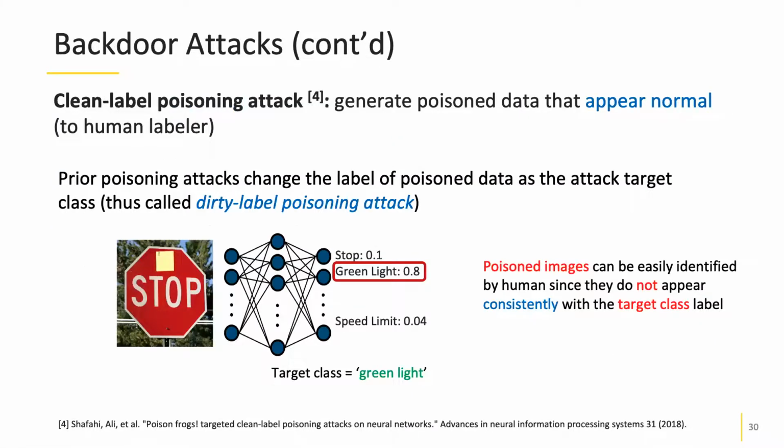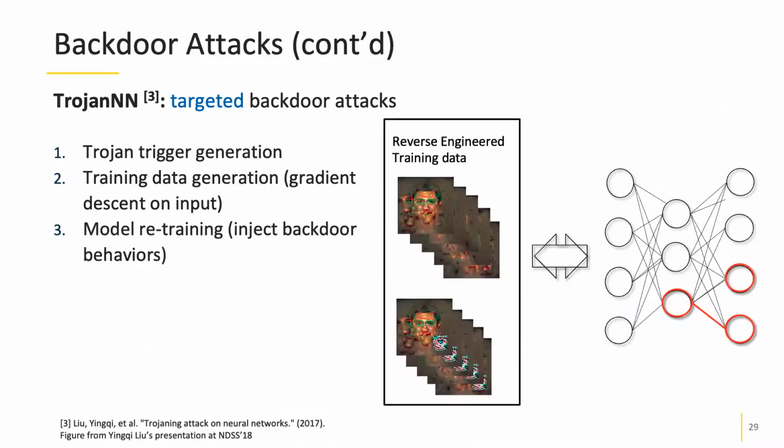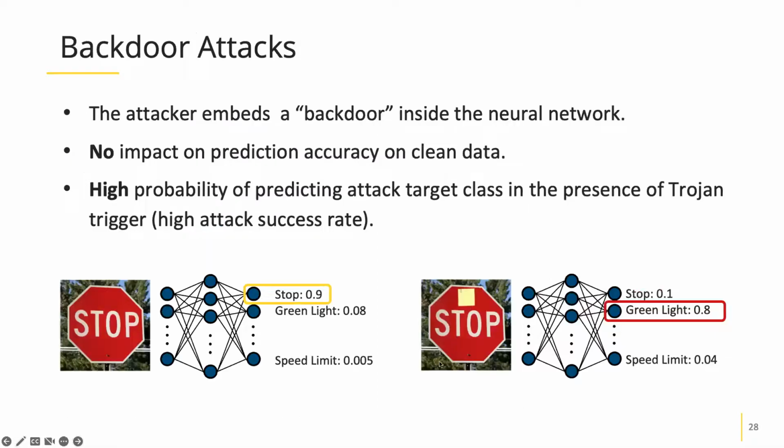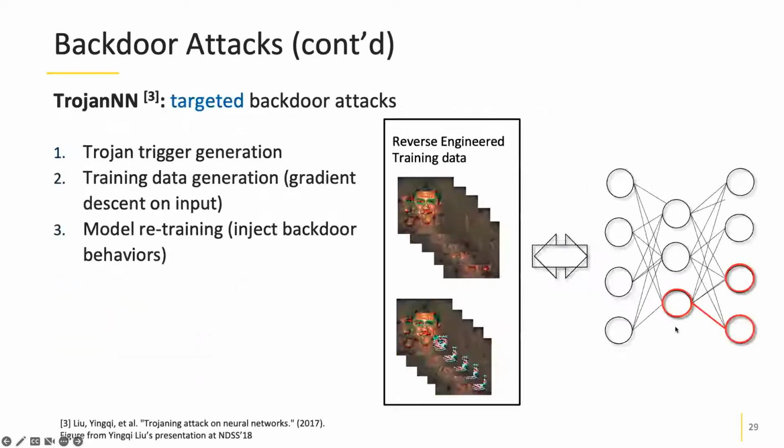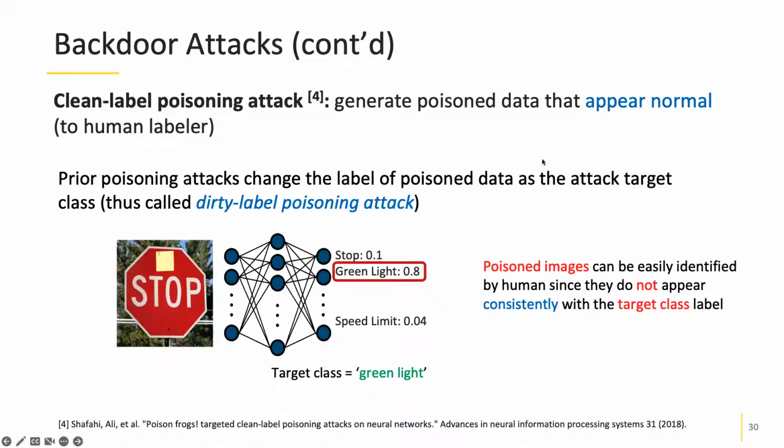Another type of backdoor attack is called clean label poisoning attack. Compared to the previous example I showed here, which requires relabeling the poisoned images as a different class, for example, relabeling the stop sign with a yellow square here as green light, clean label attack does not need to relabel the poisoned images, and therefore they are harder to notice even for human beings. And here, yeah, this is the example I was talking about earlier.